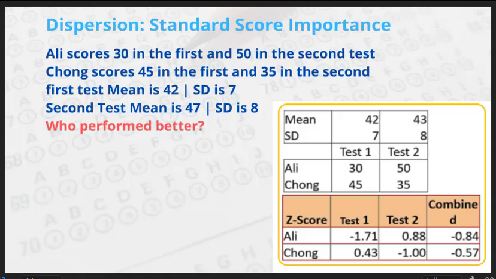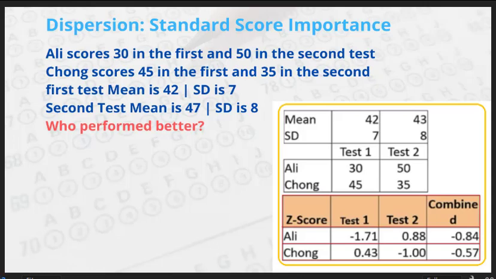So what you do here is calculate the z-score to see how far Ali is from the mean. You know the formula by now. Let's start with Ali. So 30 minus 42 divided by 7 equals negative 1.71. We repeat this formula for test 2 and reach 0.38. If you add the scores of these two, it's a negative value, which implies that the standard deviation for Ali's score is 0.84 times below the mean.